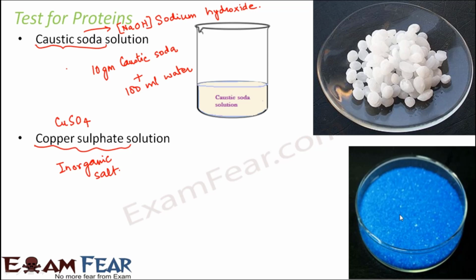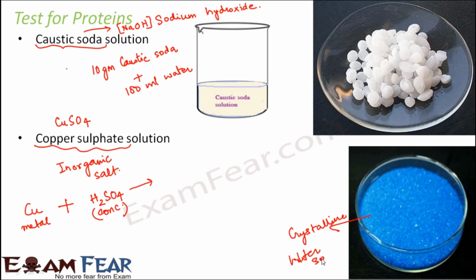It is formed when copper metal is treated with concentrated sulfuric acid. Copper is a metal, right? So when copper metal is reacted with concentrated sulfuric acid, you get copper sulfate. That's how you get copper sulfate. Its color is bright blue. It is in crystalline form. If you look at it more closely, you will see tiny crystals of copper sulfate, and it is highly soluble in water. So it will be easier to make a solution of copper sulfate. When you mix it with water, it will get dissolved.